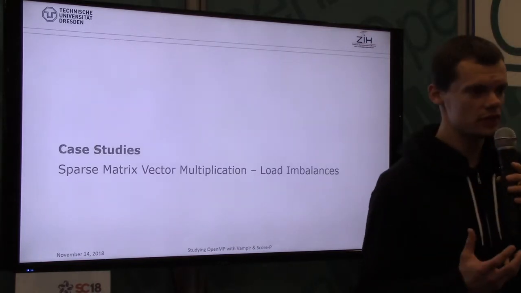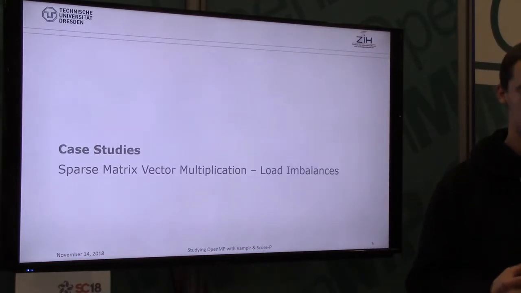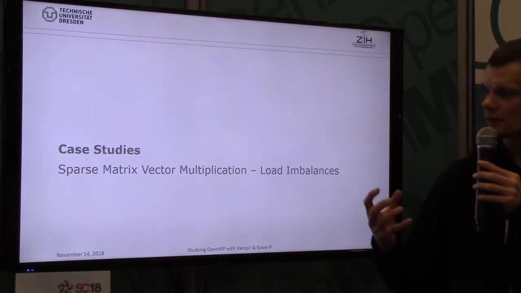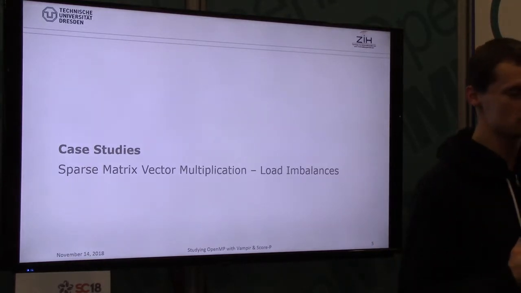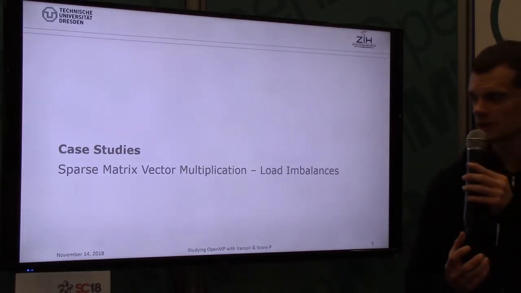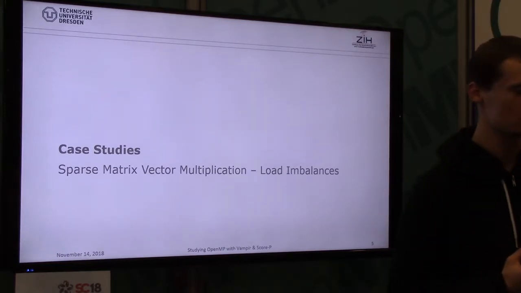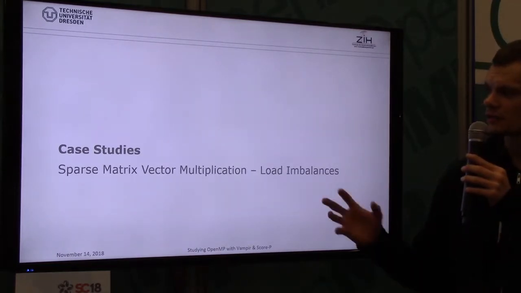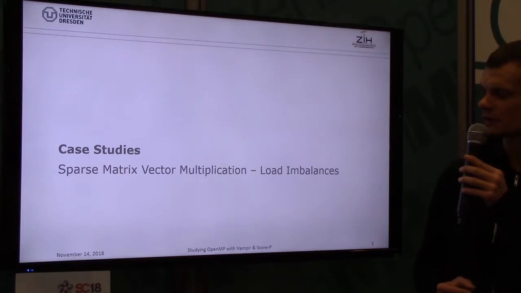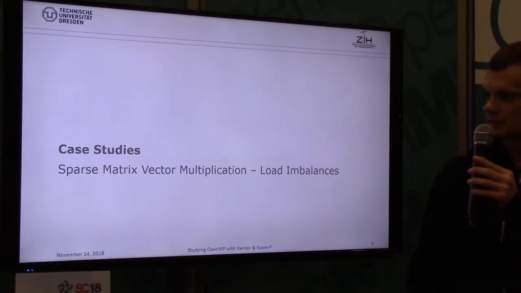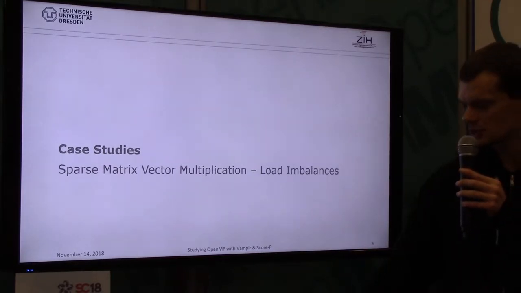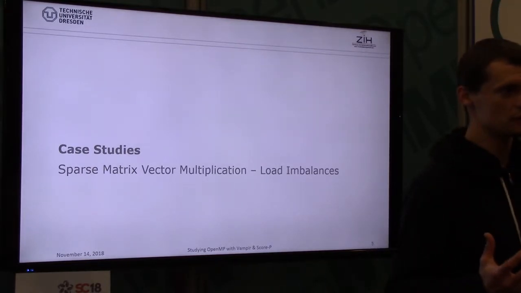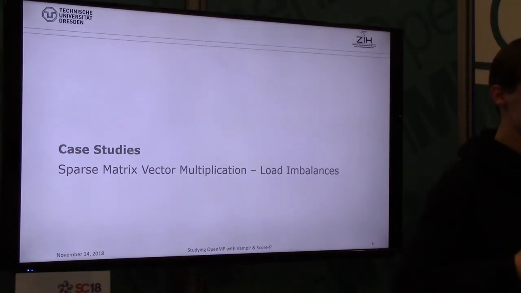And then we come to the second part. Now we have collected all the data from our application, and then we can use a nice visualization tool to get an insight into your application. And here I want to present the Vampir tool and give you some short case studies. And let me start with a sparse matrix vector multiplication to show you how you can identify load imbalances with Score-P and Vampir.